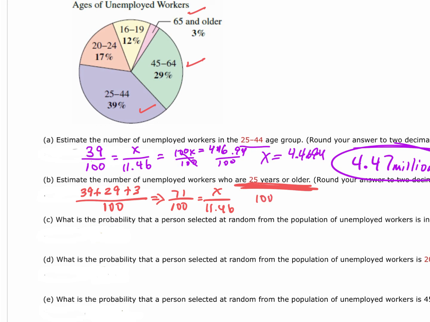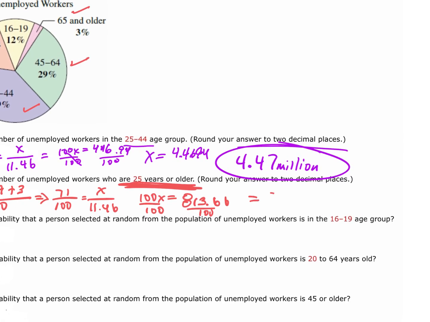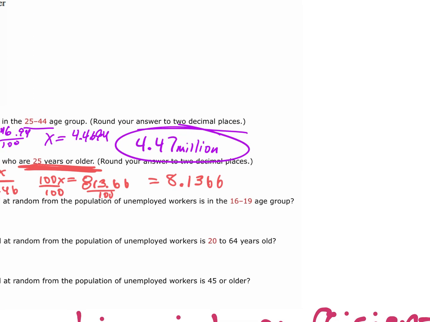Cross multiply, you get 100x equals 813.66, divide by 100, and that gives you 8.1366 million. They say to round to two decimal places, so that would be about 8.14 million people.